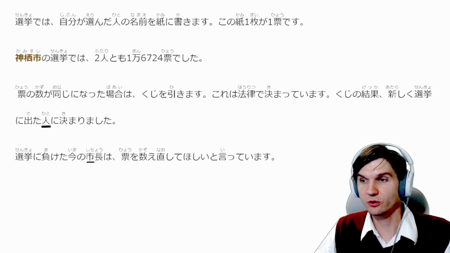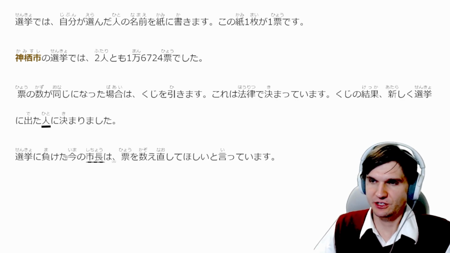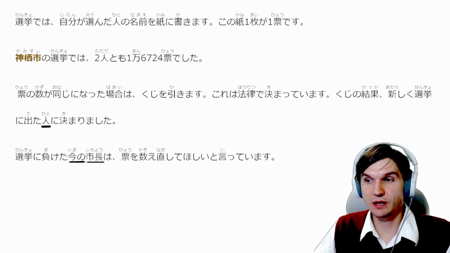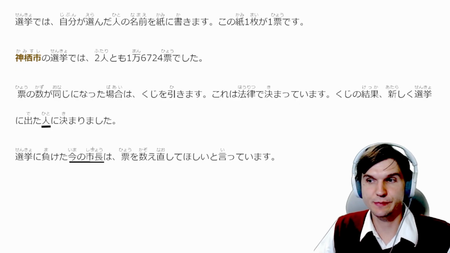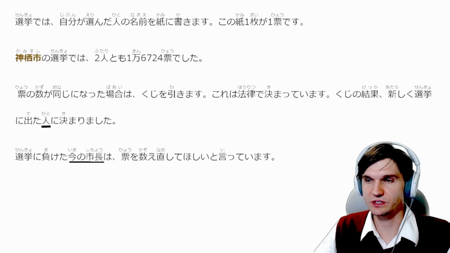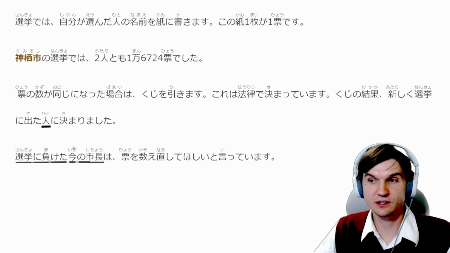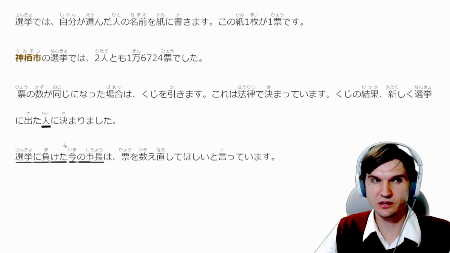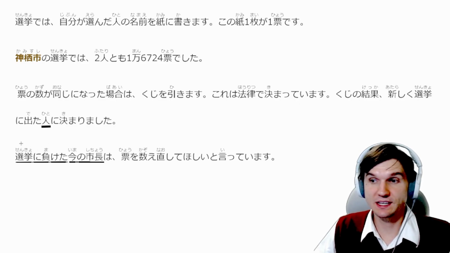Okay, so we have 選挙に負けた今の市長は. So this noun here is our main subject of this sentence, our topic as well. 市長 is the mayor, and 今の市長 would be the current mayor. And then the current mayor, how are we going to describe him? With 選挙に負けた. So the current mayor who lost, 負ける here in the past tense, 選挙に負けた in the elections.